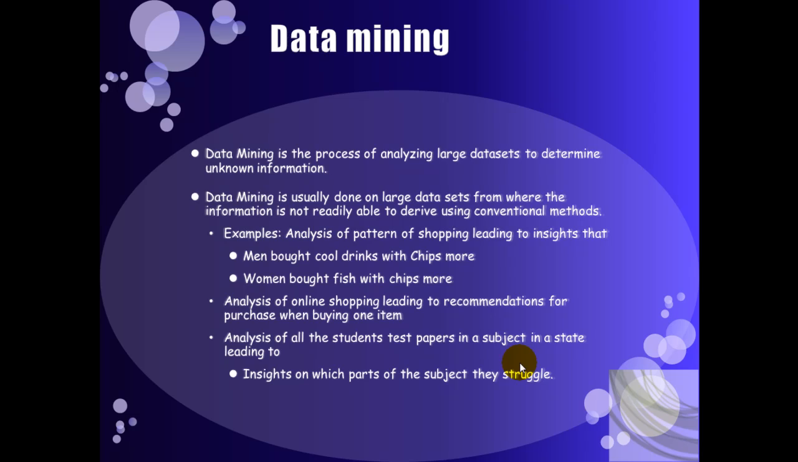For example, again, we have a shopkeeper's information. There are large numbers of customers who visit the shop. The shopkeeper found that men generally bought cool drinks with chips and women bought fish with chips more. So as opposed to men, women bought fish with chips more. So this is again a type of data that has been mined from a large set of data.